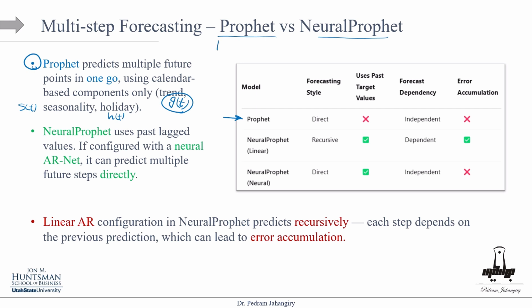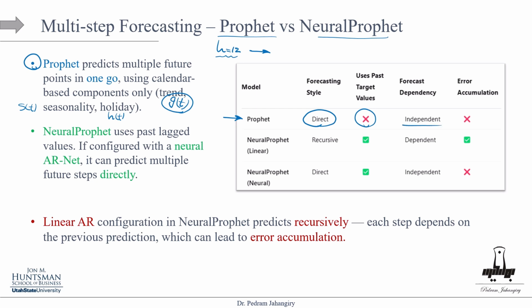So we were able to do multi-output forecasts. Let's say your forecasting horizon is 12, right? You can use Prophet and make all those predictions at the same time because, again, there are no lag values. We're not using previous values. The model is non-recursive, so we can do that. So the forecasting style is going to be direct. It's not going to use the past lag values of the target variable, and the forecast is going to be independent.